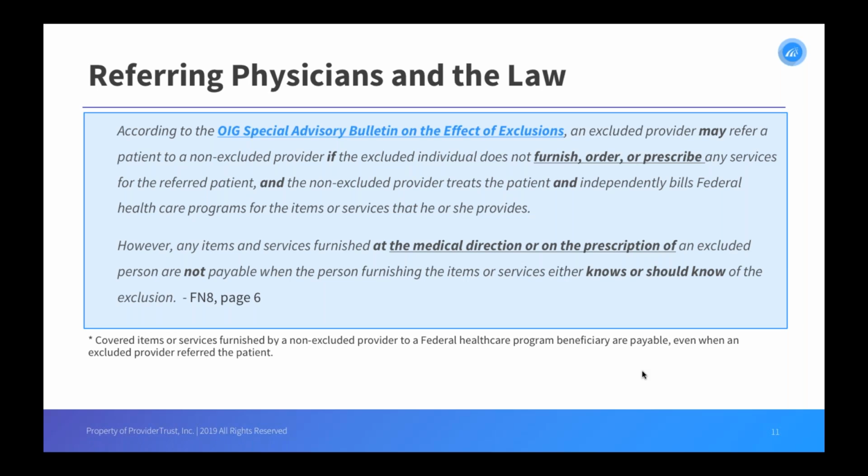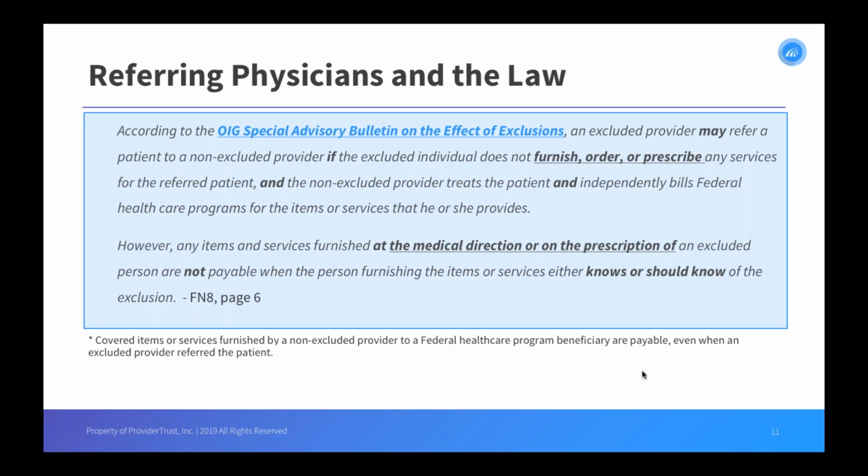If, however, any of the items are serviced or furnished at the medical direction or on the prescription of the excluded person, then you are not allowed to receive it nor bill any of the CMS programs, and probably under your contracts, any of the health plans that you've contracted with, because you knew or should have known that that person was excluded. So what is all this saying?